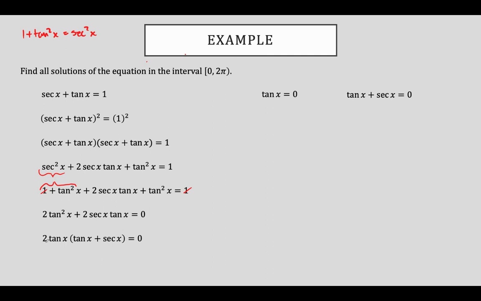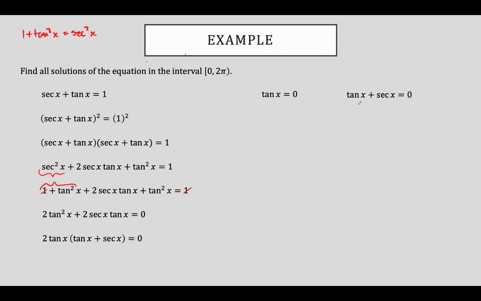Notice this 2, if I divide both sides of the equation by 2, the 2 goes away. All right, so I have tangent x equals 0 and tangent x plus secant x equals 0. This one's good to go to the unit circle. However, tangent x plus secant x, it's going to require a bit more manipulation. Okay, well, we still have two different trig functions. Let's see if we can combine them somehow.